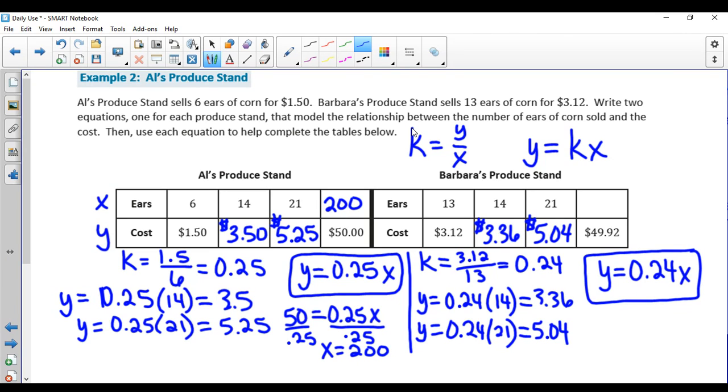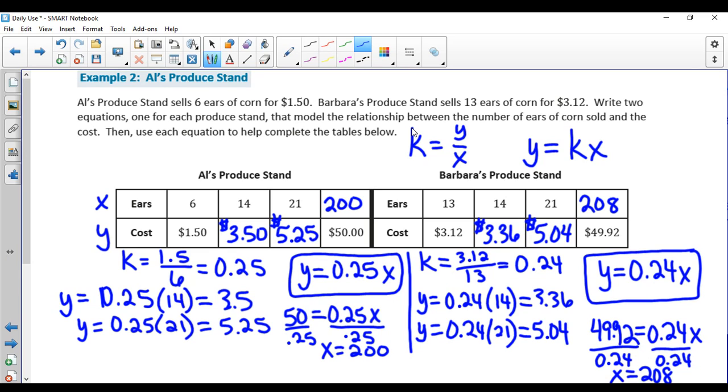Again, when we go to find the ears of corn in the third section, that is looking for the x. So we use the y of 49.92 equals 0.24 times the x that we're looking for. In order to solve for x, we have to divide by 0.24, which gives us x equals 208. So I can buy 208 ears of corn for $49.92 at Barbara's produce stand.